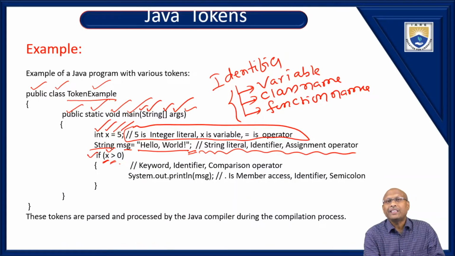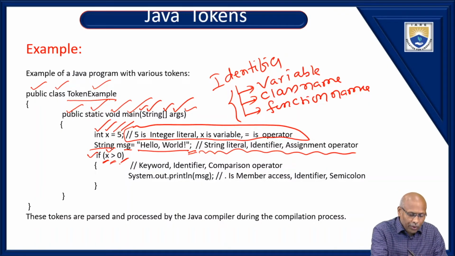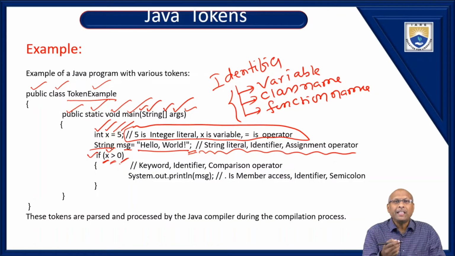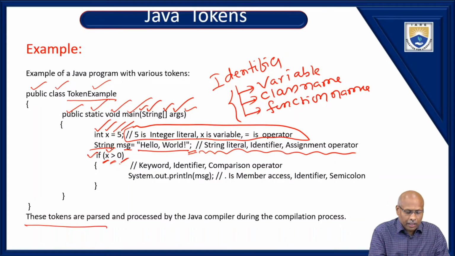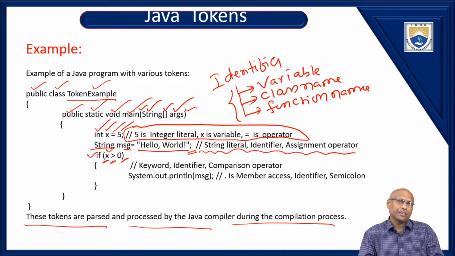0. 0 is a token. Constant. Integer constant. That means integer literal. Close parenthesis is a separator token. So you are using various types of tokens. If you observe here, this program has a set of tokens of different categories. These tokens are parsed and processed by the Java compiler during the compilation process.